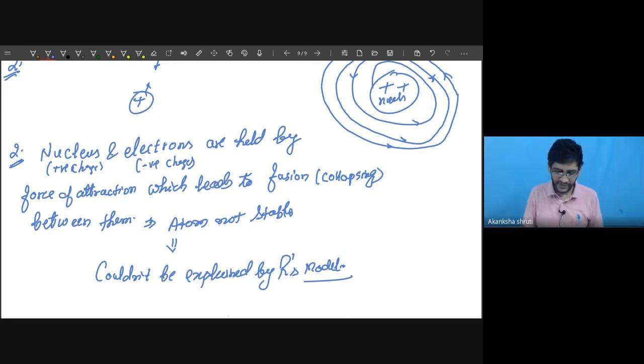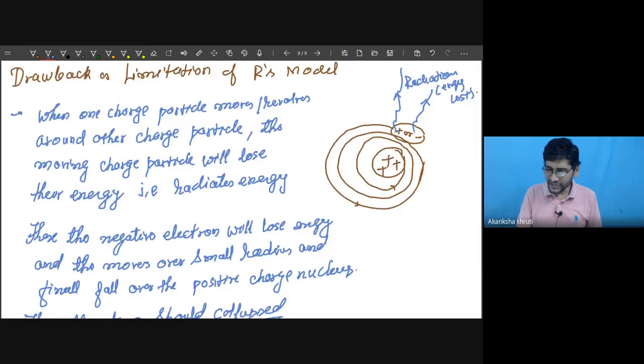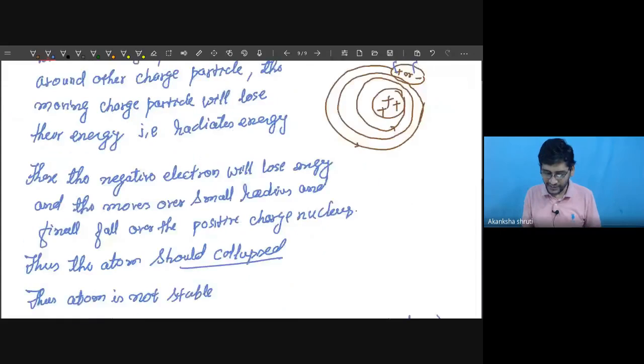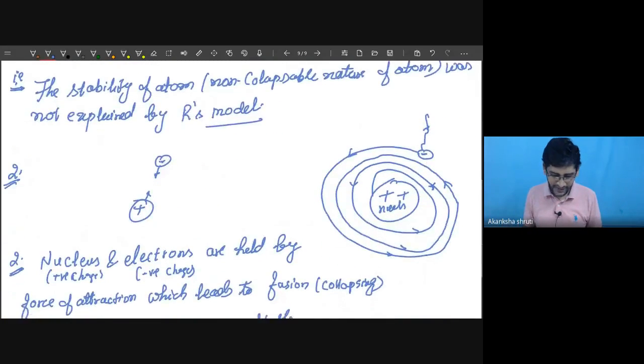Okay, so these were the two important limitations. First thing, according to physics, if the charged particle is moving around other charged particle, it will radiate energy and moving over the spiral path itself fall to the nucleus. But practically it was not happening. This was not explained by Rutherford.